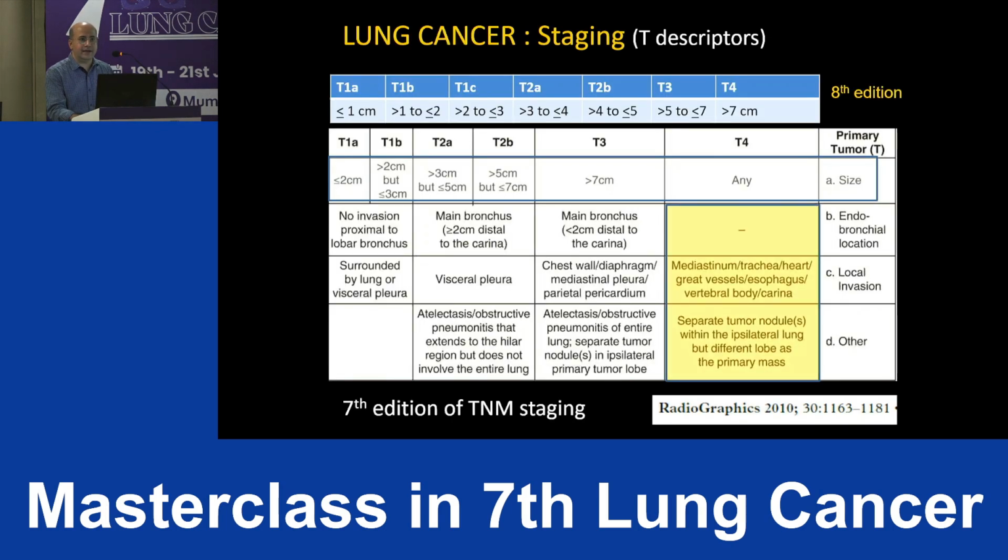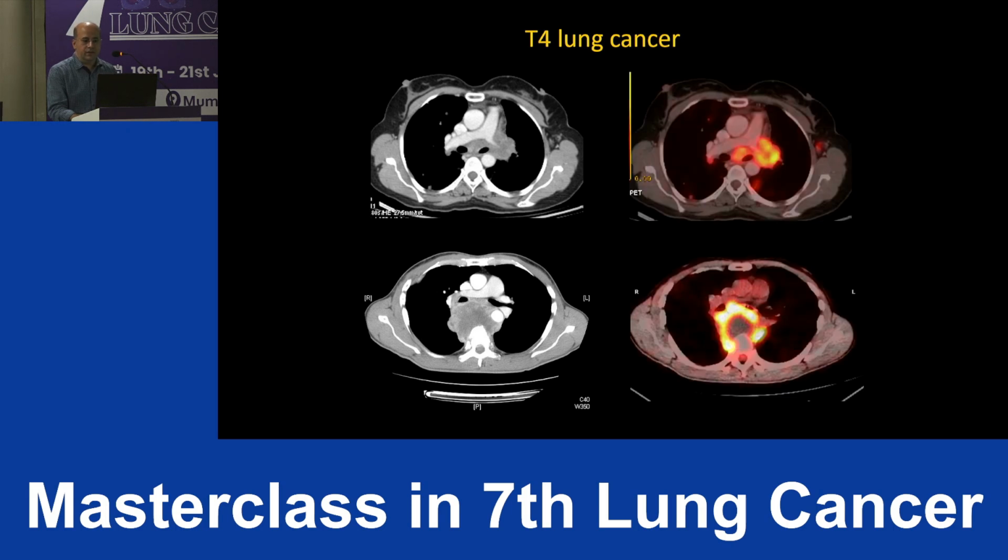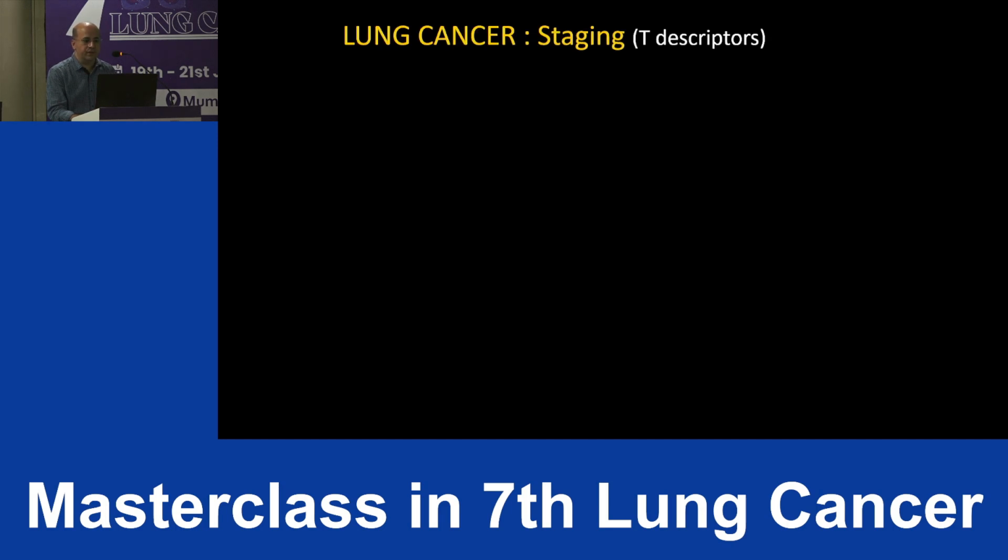Coming to T4 lung cancers, these are those which infiltrate the mediastinal great vessels, the vertebral body, etc. These are two examples of T4 lung cancers, one involving the pulmonary artery, and in the second case, the aorta and the vertebral body. Very clearly, CT scan tells you everything. It's not going to upstage here. There's no T5. PET-CT essentially shows the same. So is there any incremental value? There's no incremental value here either.